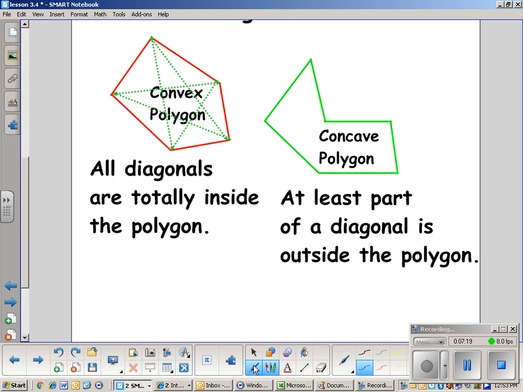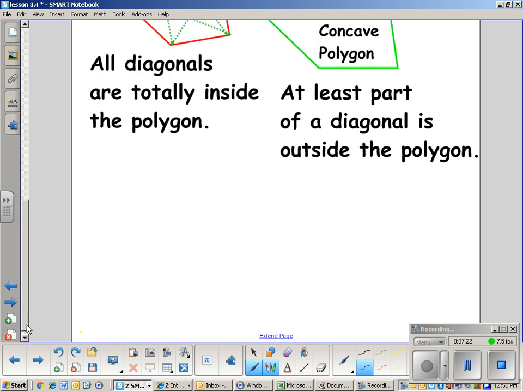Any questions on convex and concave? Other textbooks may not use the term concave. They might call it non-convex. So it's either convex or it's non-convex. In this book, we use the word concave. When I was in school, they used the word concave. Okay?